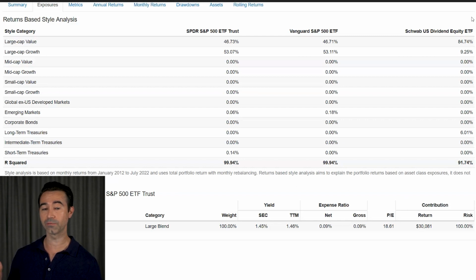So SCHD does do a very good job at picking good stocks that might even be value stocks that are large cap, but still have done better than the general value segment of the market. And that's probably due to how they're picking the stocks and the different methodology they're using to find these companies.